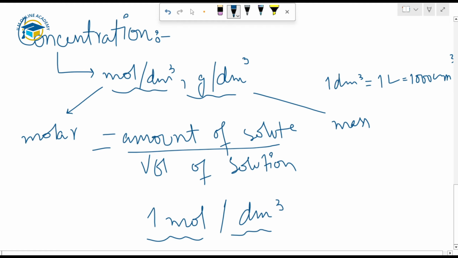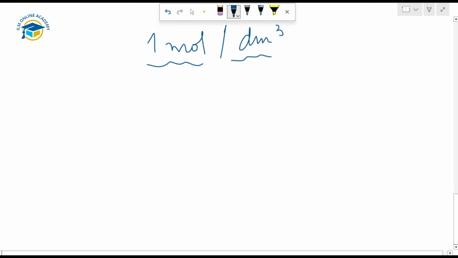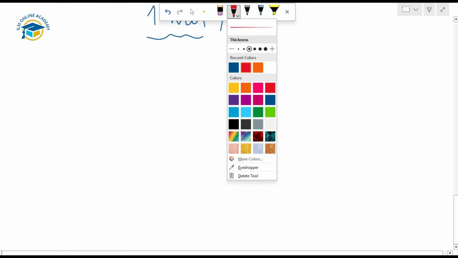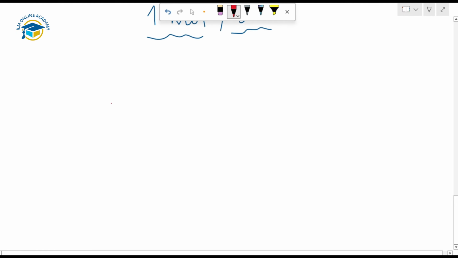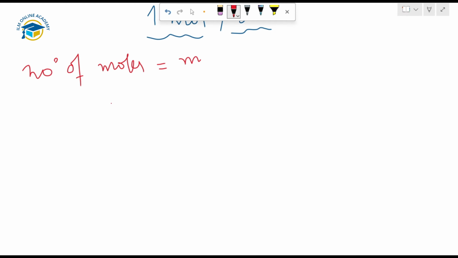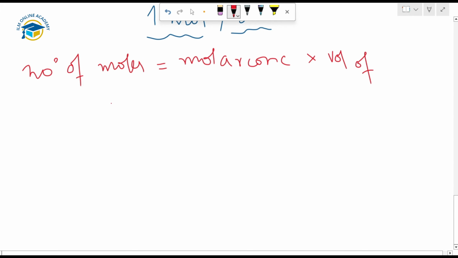So we have some calculations of concentration using solutions. These are some equations that are useful when we work out the number of moles present in a particular solution. For example, the number of moles present in any solution is equal to the molar concentration multiplied by the volume of the solution, and the volume of a solution is always measured in dm cube.